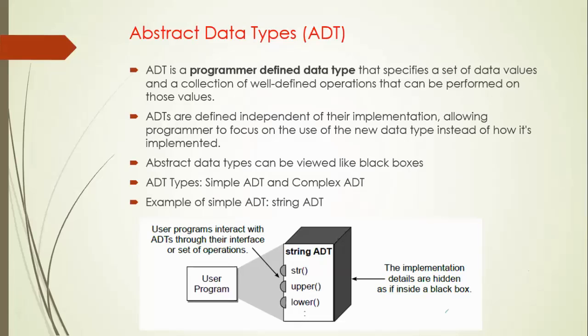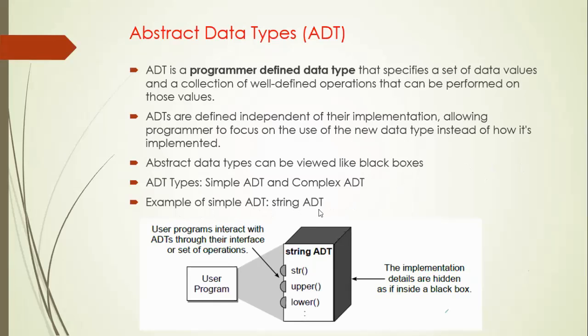Okay. So abstract data types can be viewed like a black box. It can be viewed like a black box which is hiding something, and only some functionalities are known to the outside, and by using that interface, you can access the implementation inside the black box. So ADTs are again divided into two types. One is simple ADTs and the other one is complex ADTs.